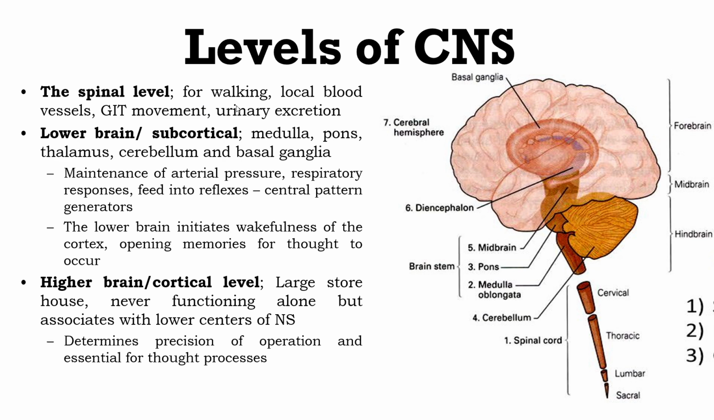So the spinal cord itself is known for local blood vessel control, GIT movement, urinary excretion, among others, while the lower part of the brain or the subcortex, which is really the medulla, the pons, the thalamus, cerebellum, basal ganglia, components like that, are known to maintain arterial pressure, respiratory responses, feeding reflexes, and central pattern generation, which we will talk about as we go on in the course.